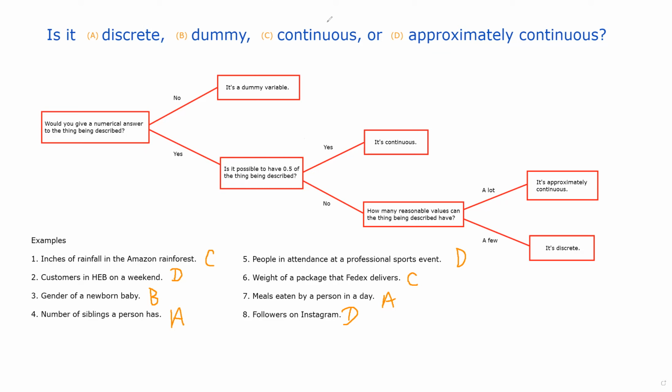Obviously, for these kinds of questions, I hope you're seeing a theme emerge, that these first 2 questions are pretty easy to answer. It is this last question that people mess up the most, making the distinction between approximately continuous and discrete. Okay, let's look at the next 5.